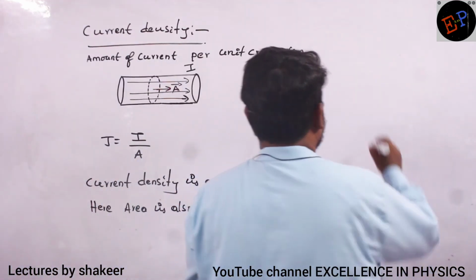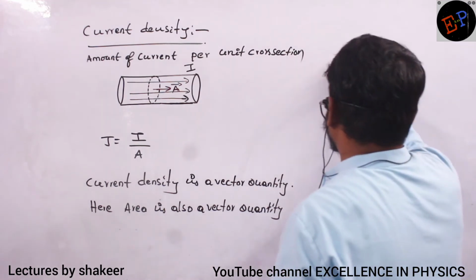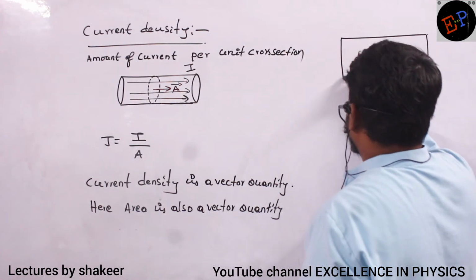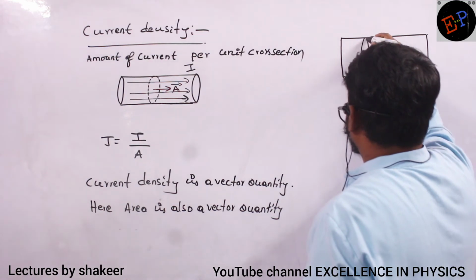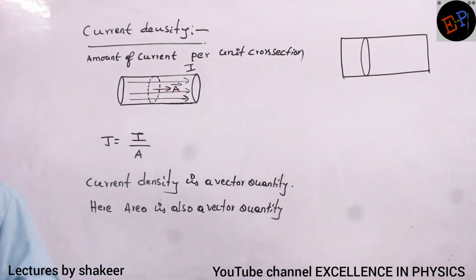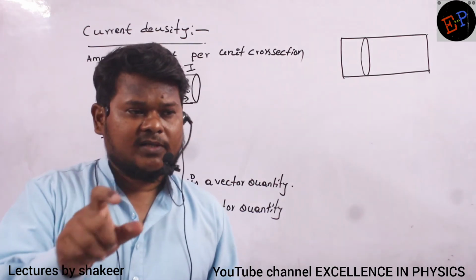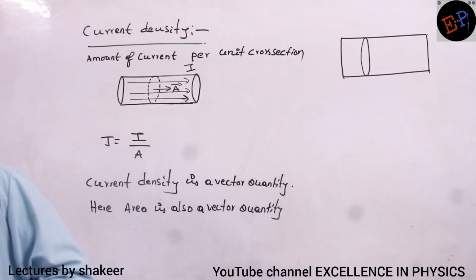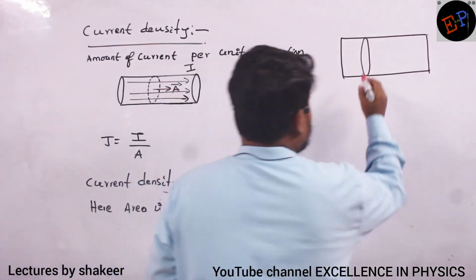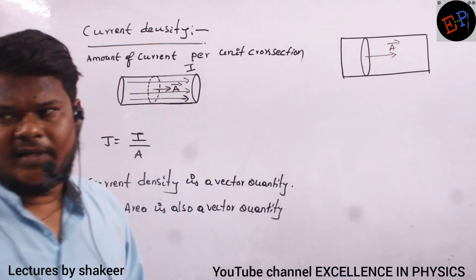Let us see. Area means area of cross section only. Now consider this is a conductor, and this is the area which I have taken. Then how can I represent the area vector? We considered area is a vector quantity, so it should have a direction also. What is the direction? Perpendicular to the surface which we have taken. So this will become the direction of the area vector A dash. That is the direction of the area vector.